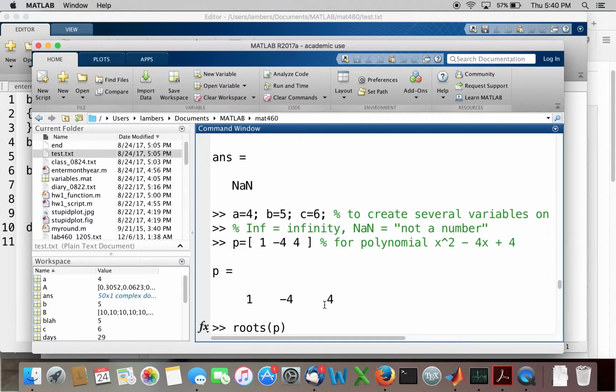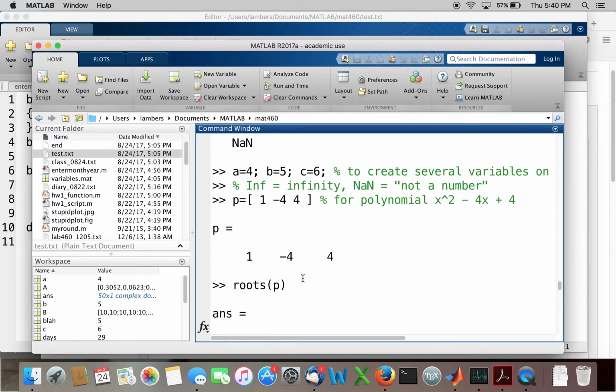Now, a little bit about the polynomials. I can represent a polynomial using a row vector of coefficients. So, for instance, for the polynomial x squared minus 4x plus 4, I give a row vector 1, minus 4, and 4. The elements of this vector from left to right are the coefficients of the polynomial from highest degree to lowest.